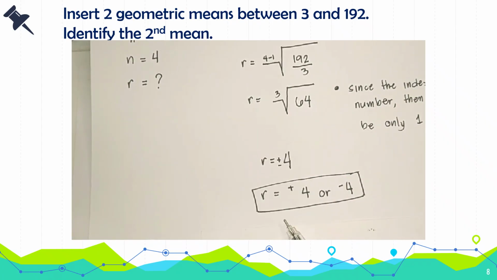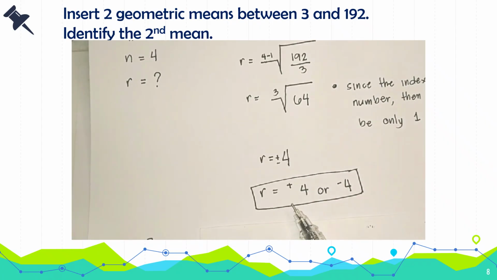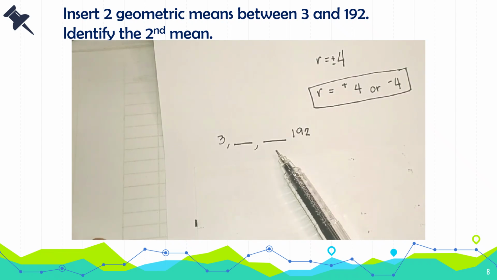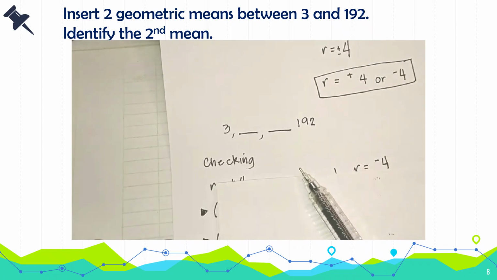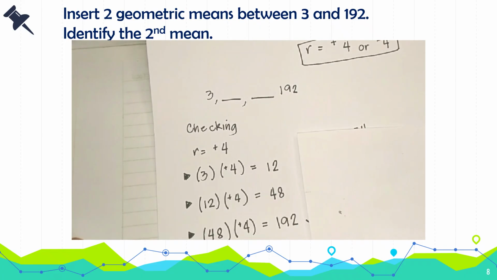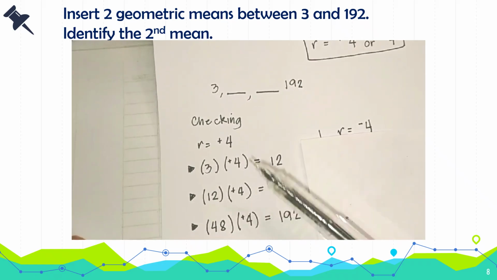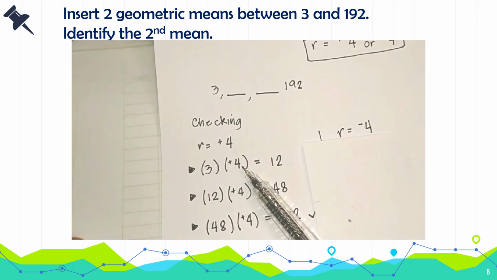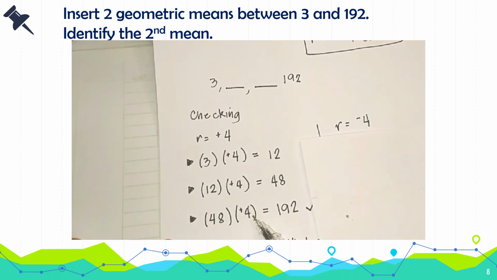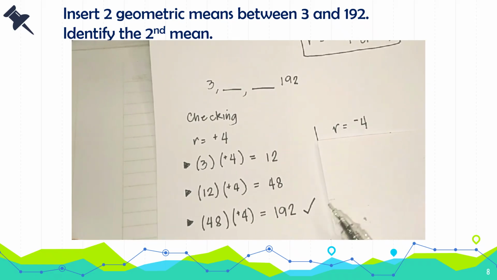Since there will only be one answer. Again, by illustration, we will have 3, blank, blank, 192. Now, let's do the checking. If r is positive 4, 4 times 3 is 12. 12 times 4 is positive 48. 4 times 48 is 192. So, we got here the fourth term, that is 192.